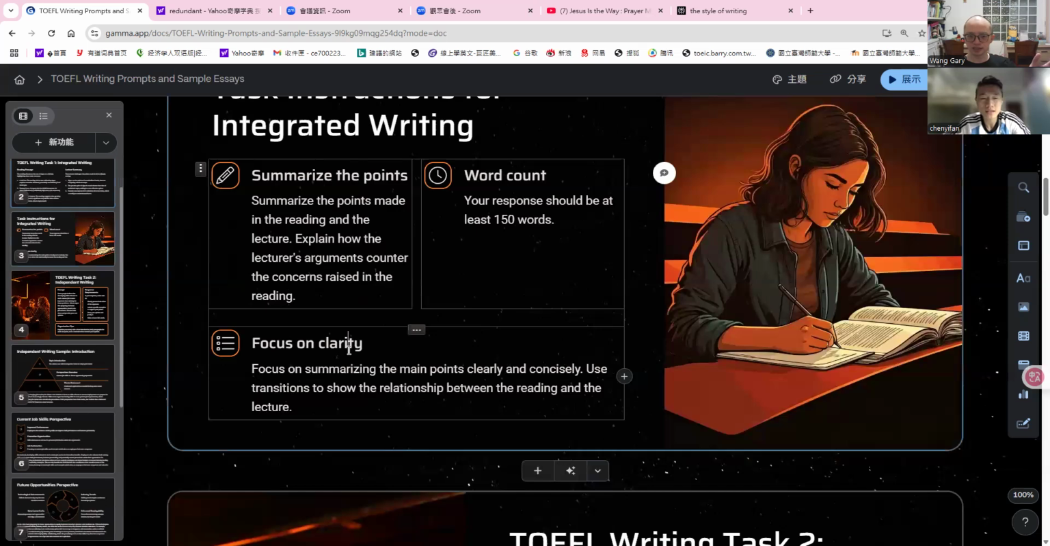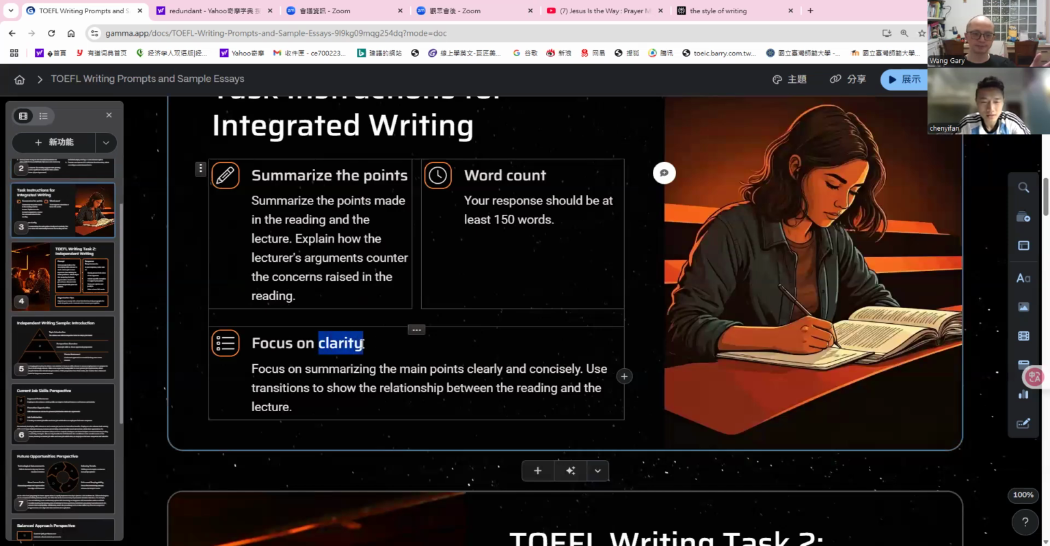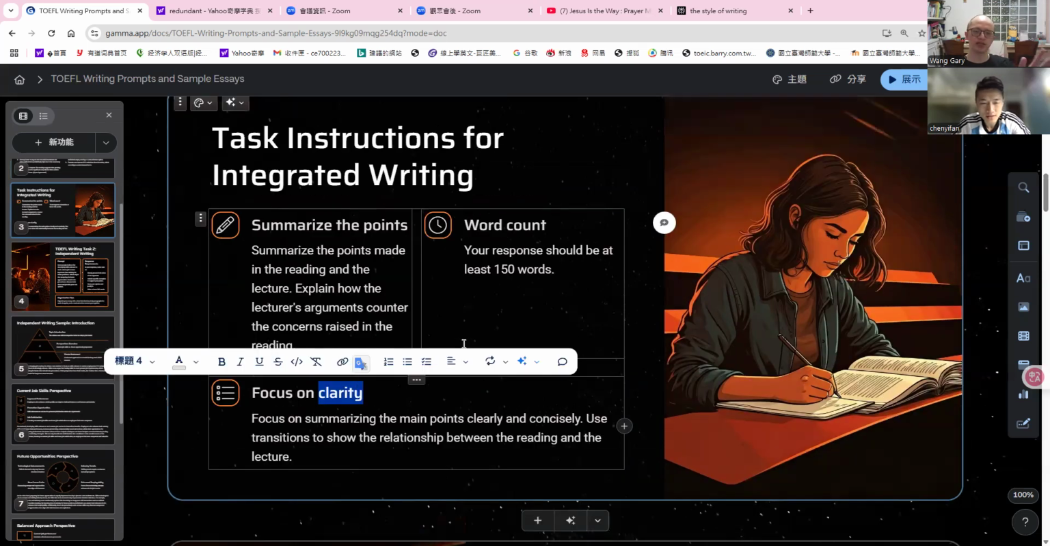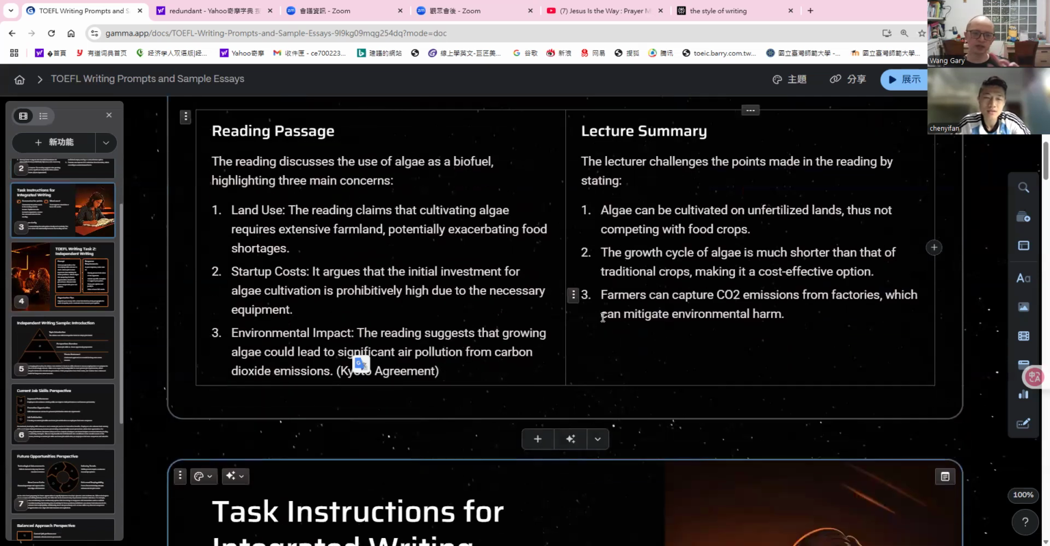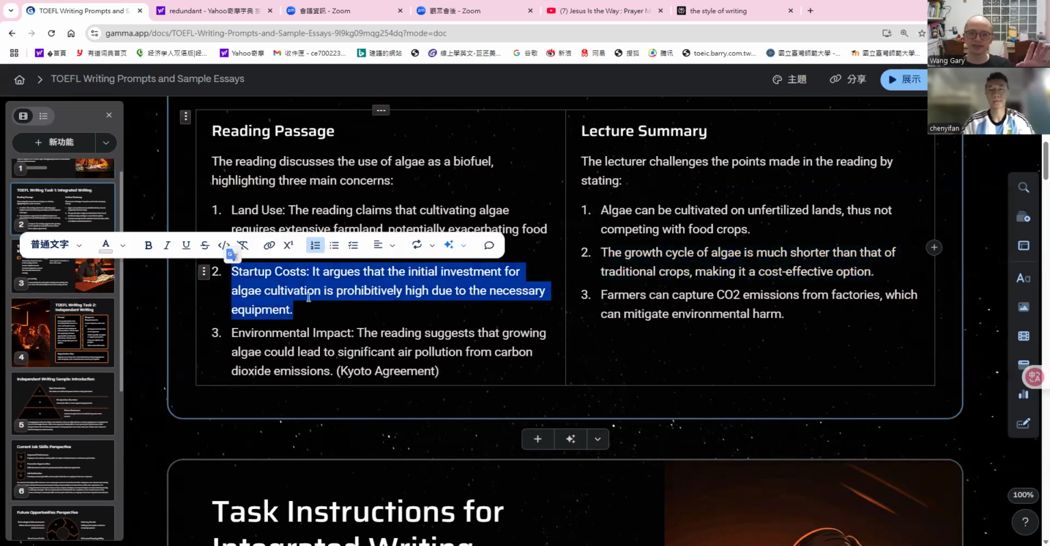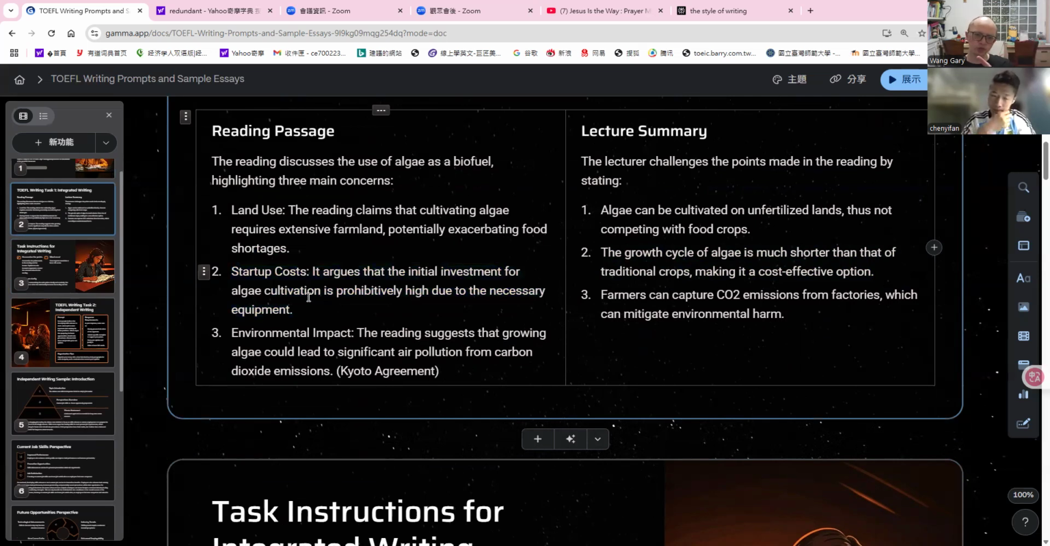And here, stay on what? Clarity. Clarity is the most important thing. And maybe I understand why you put the two points together here, because one here is about the cycle, right? And one here is about the cost, right? And I think you were trying to combine the two together for an argument, but here's a problem.